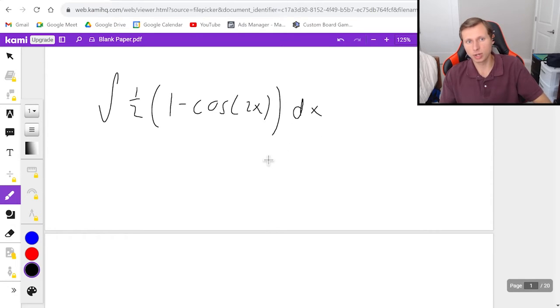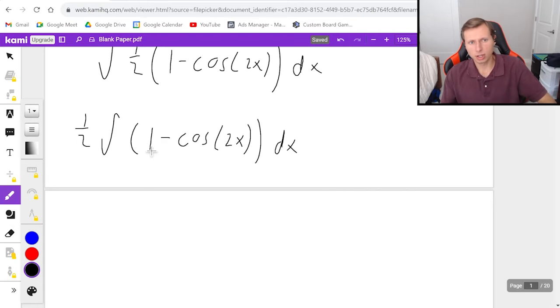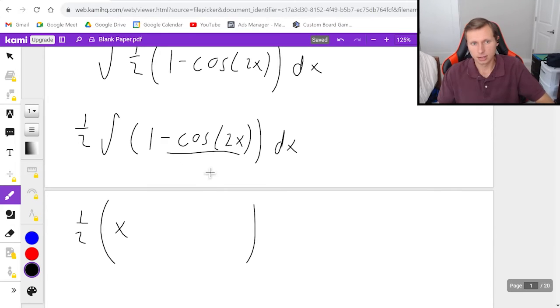The reason why this is so nice is because this is a very easy integral. The 1/2 just goes out in front. Integral of 1 minus cosine 2x dx, and then we just know this integral because the integral of 1 is x. I won't forget the 1/2 out in front. And then the integral of negative cosine 2x, it's going to be minus, and then the integral of cosine is positive sine, so positive sine of 2x, and then you have to do a u substitution there.